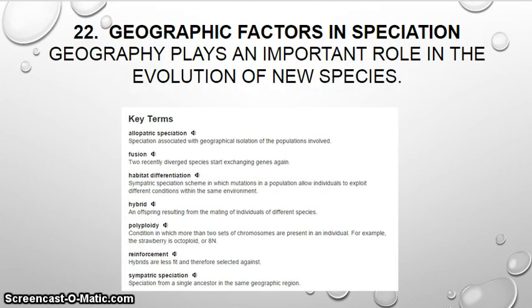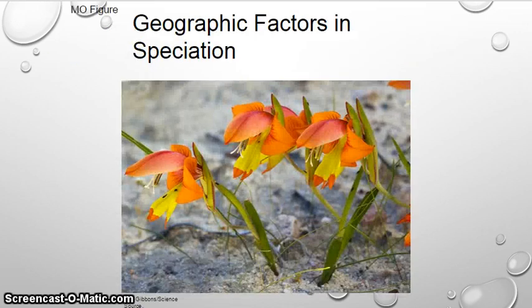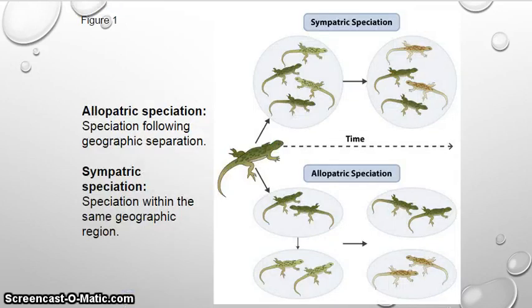Okay, so let's take a look at geographic factors in speciation, building on these reproductive barriers that we already discussed. Here's our vocabulary for the module. Okay, so let's take a look at geographic factors in speciation. There are two kinds of speciation, allopatric and sympatric speciation.